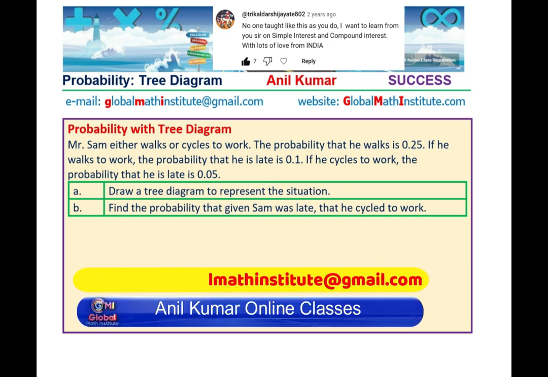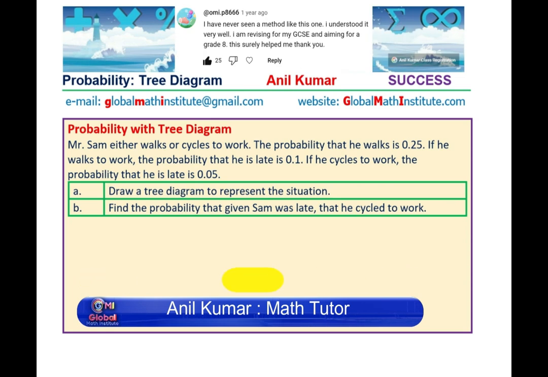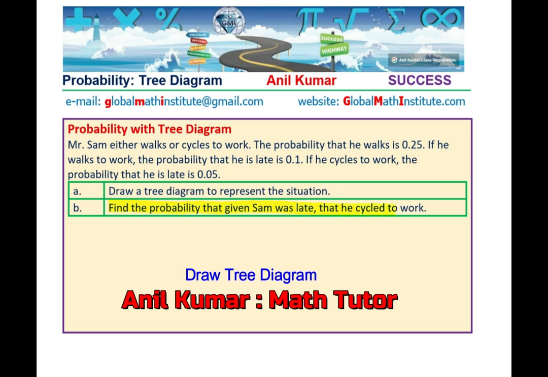Find the probability that, given Sam was late, he cycled to work. So this is a very critical statement to understand. We are saying find the probability that, given Sam was late, that he cycled to work. Perfect. Okay. So let's first draw the tree diagram.